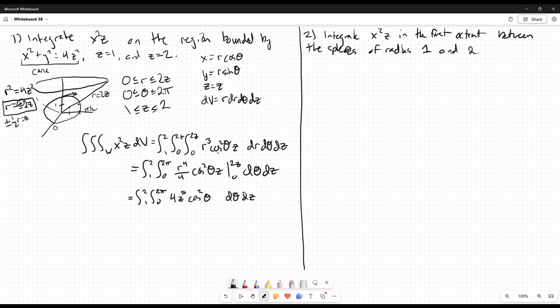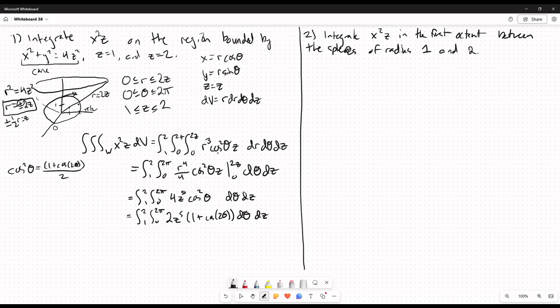Next I have to integrate theta, which is going to be a little tricky because I have a cosine squared. But what we know is that cosine squared equals (1 plus cosine of 2 theta) over 2. If I make that replacement, what I end up with is the integral from 1 to 2, the integral from 0 to 2 pi, of 2z to the fifth times (1 plus cosine of 2 theta). And that is much easier to integrate.